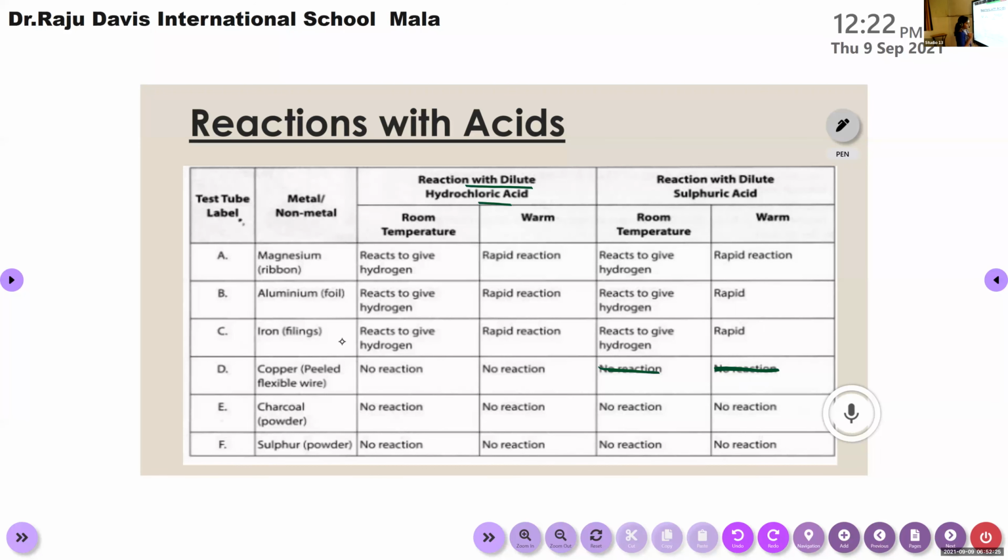But in the case of copper, it's also a metal, right? Magnesium, aluminium, iron, copper, these all are metals. In the case of copper, it will not react with hydrochloric acid at room temperature or on heating. No reaction. So you can write here, it is no reaction. Copper will not react with hydrochloric acid even on heating. But it will react with sulfuric acid and the same observation will be there. Reacts to give hydrogen. Here the reaction is very rapid.